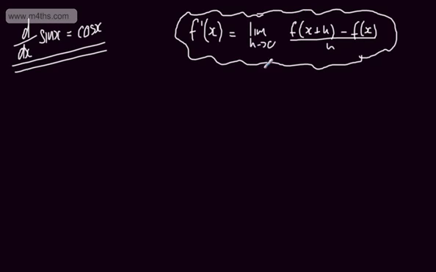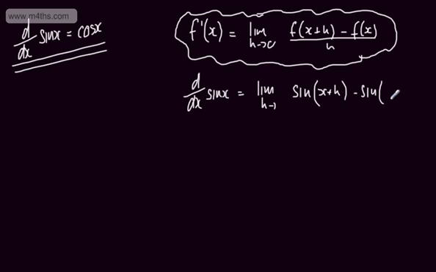So let's go ahead and apply this to sine x. So what we can say then is the derivative, and I'll write it here, d dx of sine x is going to be now the limit as h tends to 0 of the sine of x plus h minus the sine of x all over h.